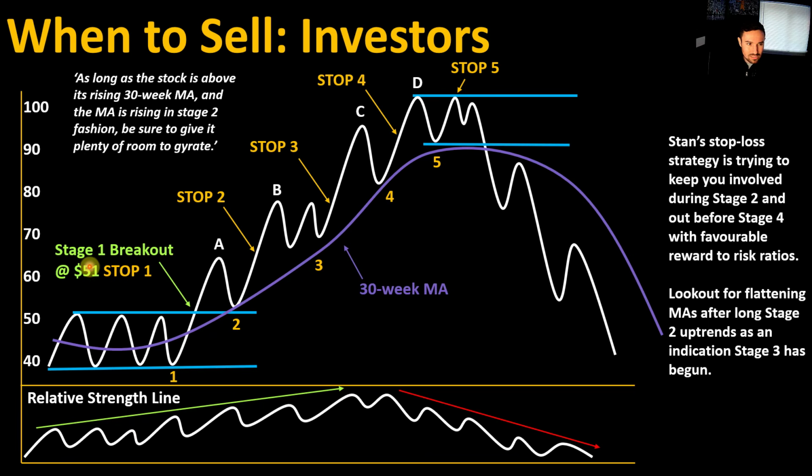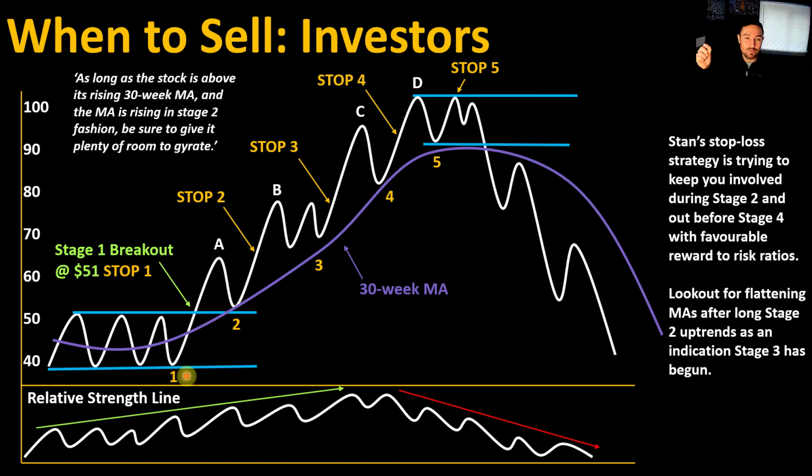This is probably going to be the most complicated slide within the presentation, so stay with me here. It'll make sense by the end. You may have to watch it two or three times for it to sink in. Let's say you're an investor. You identify this stage 1 base here. The moving average is starting to turn up, big volume comes through, so you buy the stage 1 breakout here at $51, and this is stop 1. You're putting your stop loss underneath the most recent swing low, which in this instance is going to be about $40.